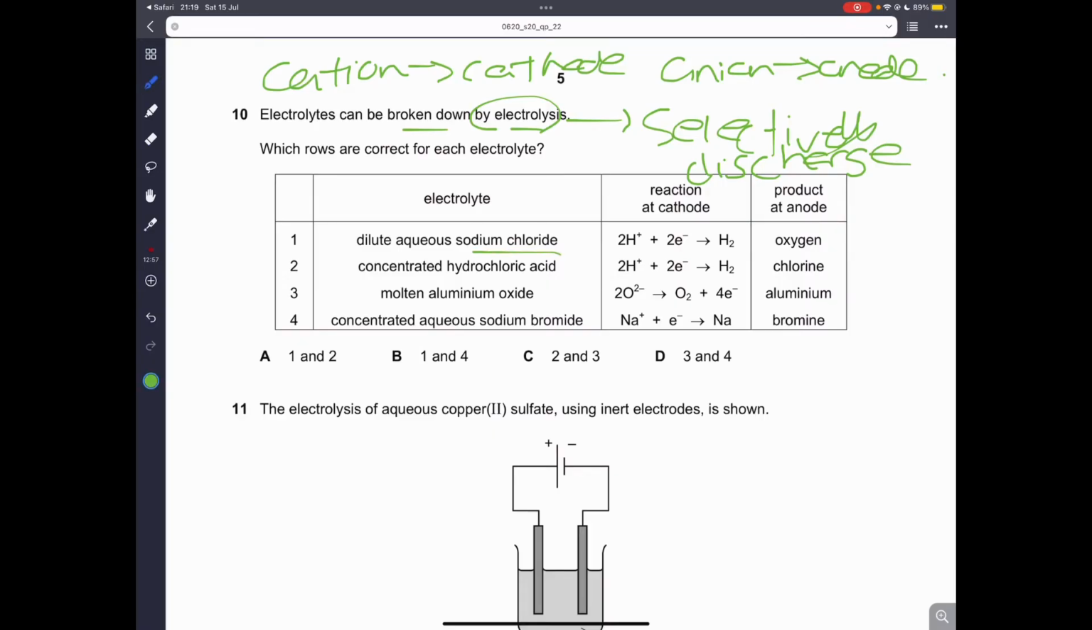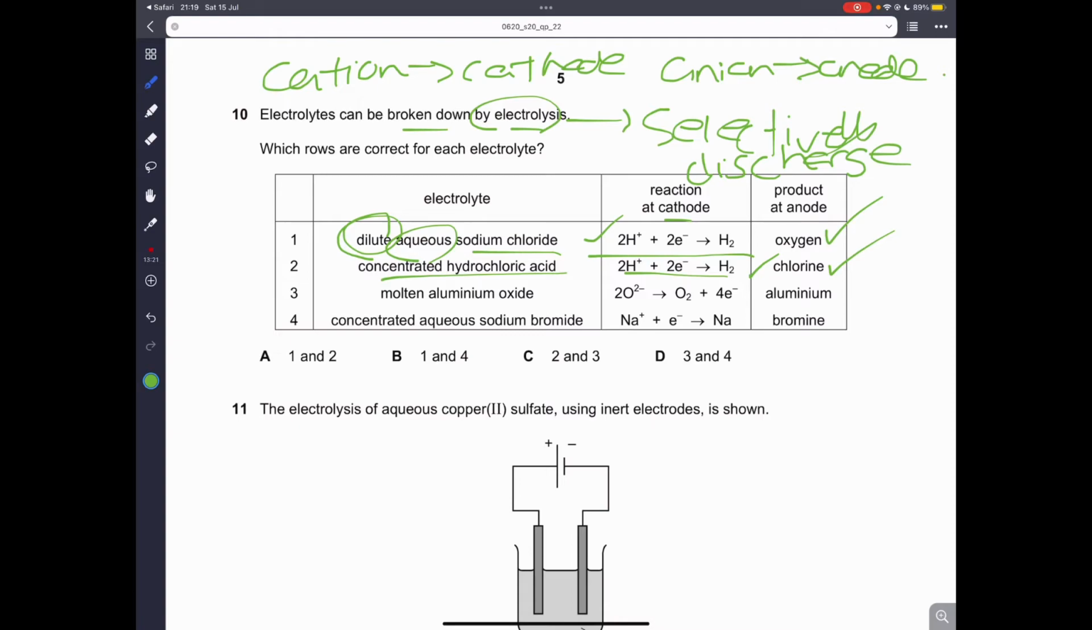Dilute aqueous sodium chloride. Okay, it is aqueous. This means hydrogen is going to get discharged at the cathode, and at the anode, oxygen is going to be produced. This is correct because it is dilute. Concentrated hydrochloric acid. Well, hydrogen is going to get discharged and chlorine is going to be discharged as well.